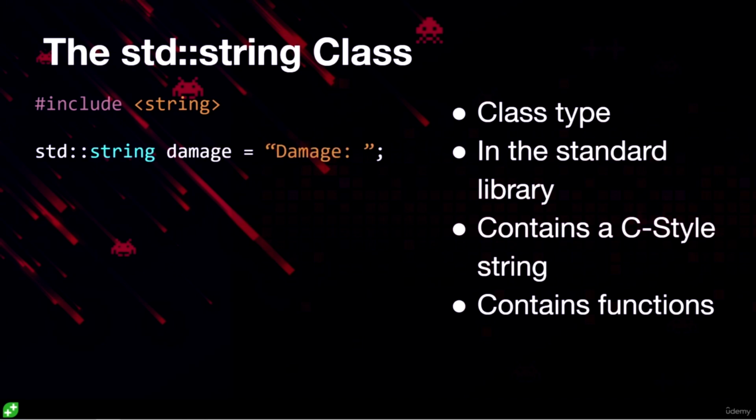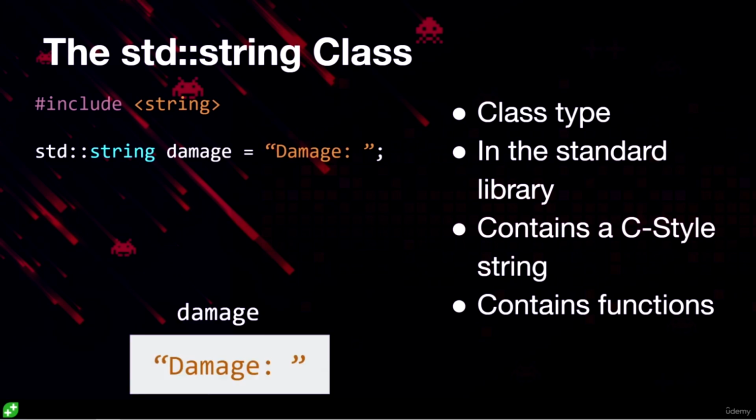This is how we declare a new variable of the string type. Notice the string keyword is prefixed by std and the scope resolution operator. This std is the name of a namespace, which is a space which contains code, functions, and variables, which can be accessed by using the name of the namespace along with the scope resolution operator. Here we're declaring a string called damage and initializing it with a string literal. So deep under the hood of the damage string instance, there's a C-style string that contains the characters that spell damage. But the string type has special abilities, like the append function.